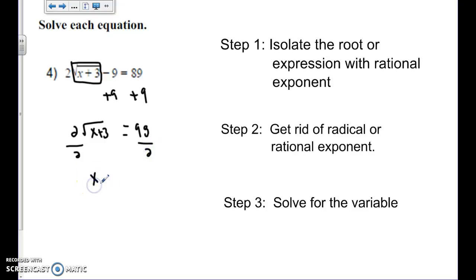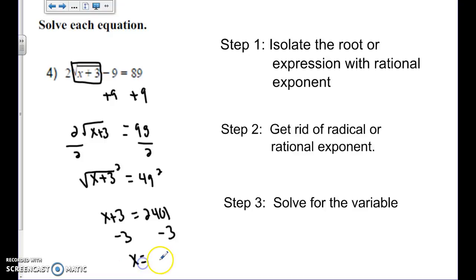And I get the square root of x plus 3 equals 49. Now we're going to square both sides. So I'm going to take 49 to the second power, and I get 2401 equals x plus 3. And then just subtract 3 from both sides. So I get x to equal 2398.